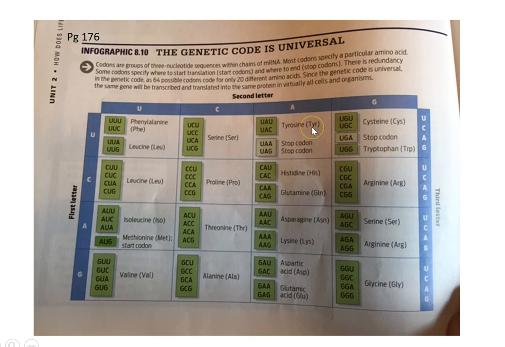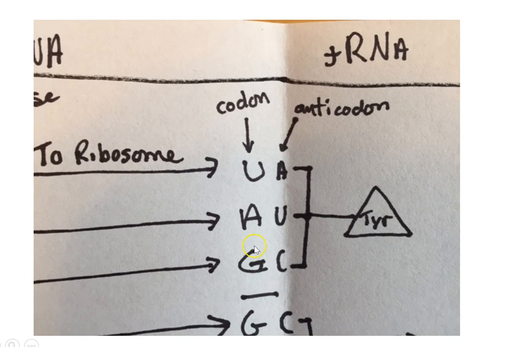That is represented by a 3-letter abbreviation. That is one of the 20 amino acids. So you find your codon, UAG. It's going to tell you which amino acid is attached to that transfer RNA.